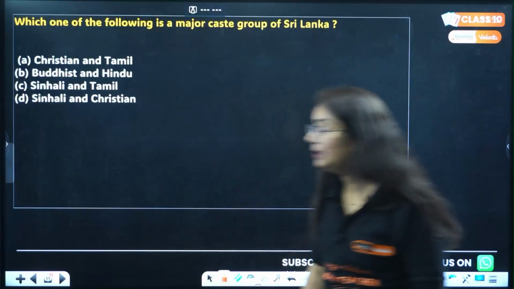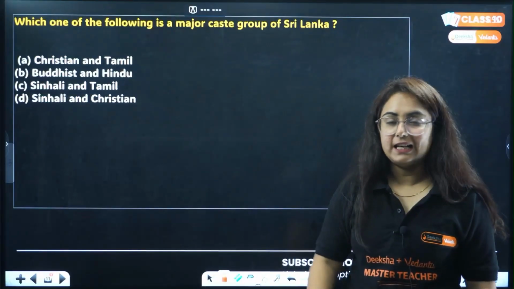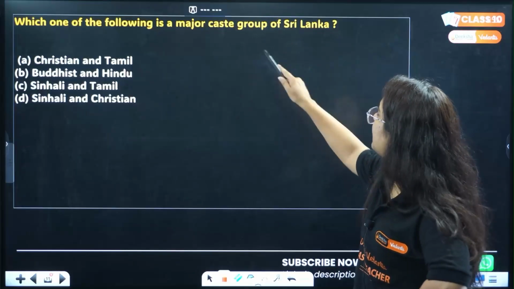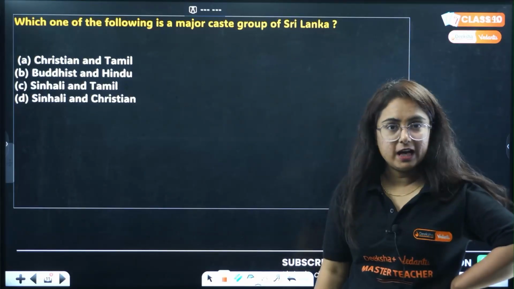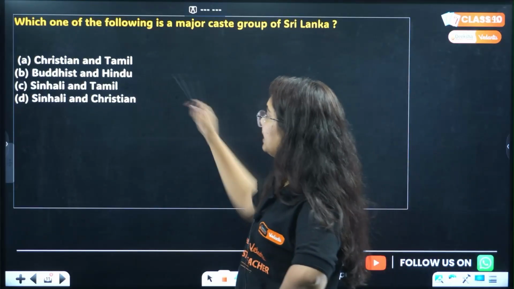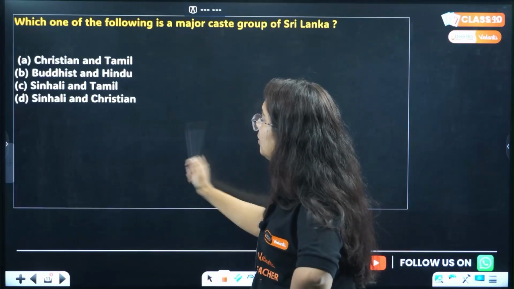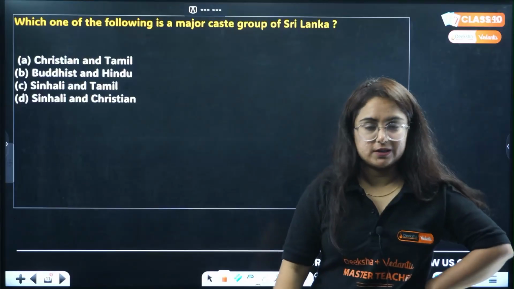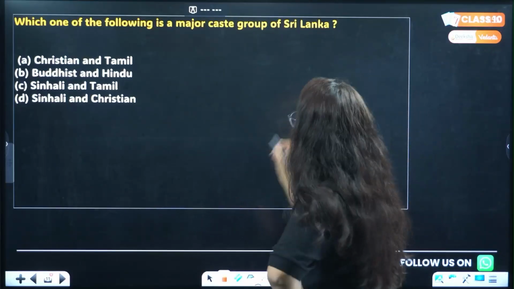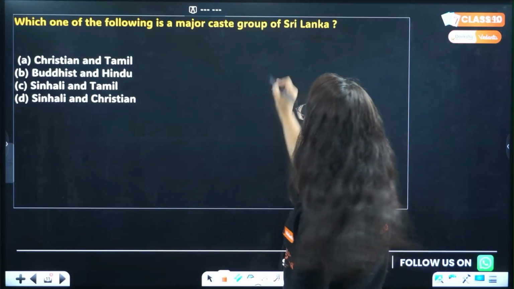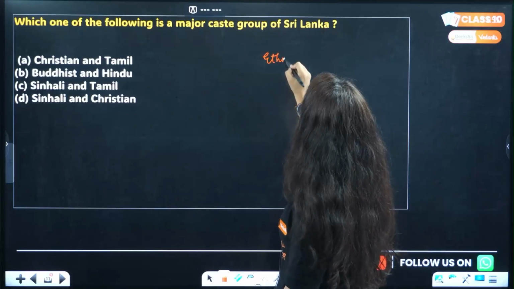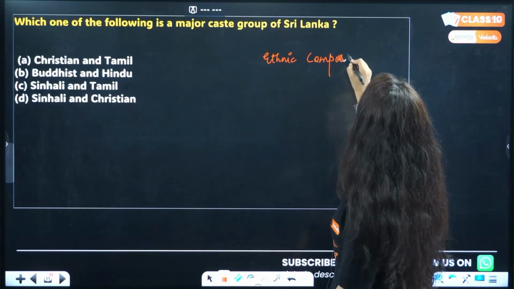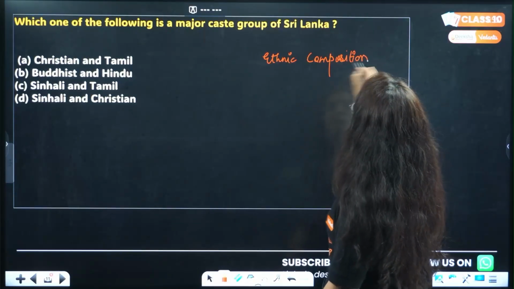Now what happened, ma'am? Before moving to that, let's have a quick question. Which one of the following is a major social group of Sri Lanka? Is it Christians and Tamils, Buddhist and Hindu, Sinhala and Tamil, or Sinhali and Christians? For this, I'm giving you a quick revision of the ethnic composition of Sri Lanka. Meanwhile, you guess the answer and write it down in the comment section.